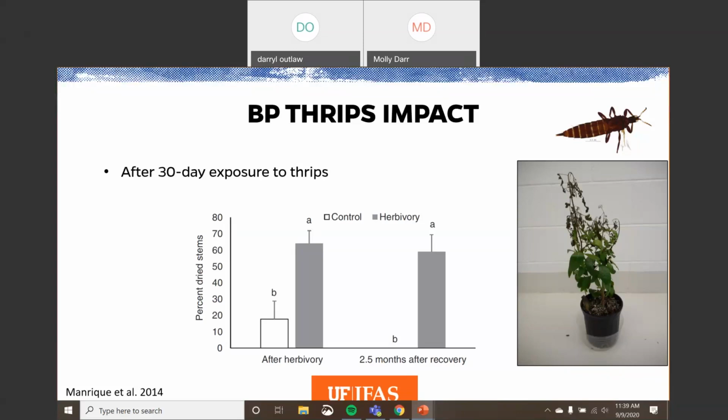Now, that's great. We know that these insects eat Brazilian peppertree and they're damaging. The truly exciting part to me about this is the set of bars over on the right. So this is 2.5 months after recovery, 2.5 months after these insects were removed from the plants. And you can see these plants don't really recover, which is important. That constant pressure to these plants is what's important. Okay, next.